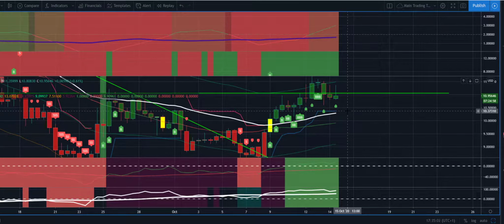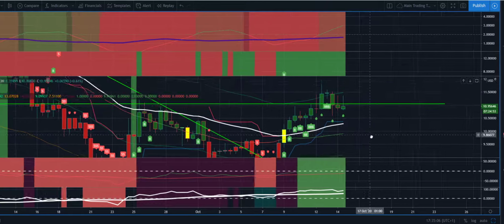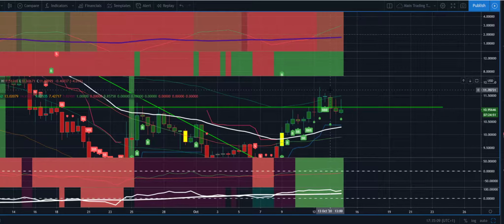I have a stop at around the 10.37 mark. So I have quite a long stop at the moment. When we have green candles, I'm not scared about having a longer stop.